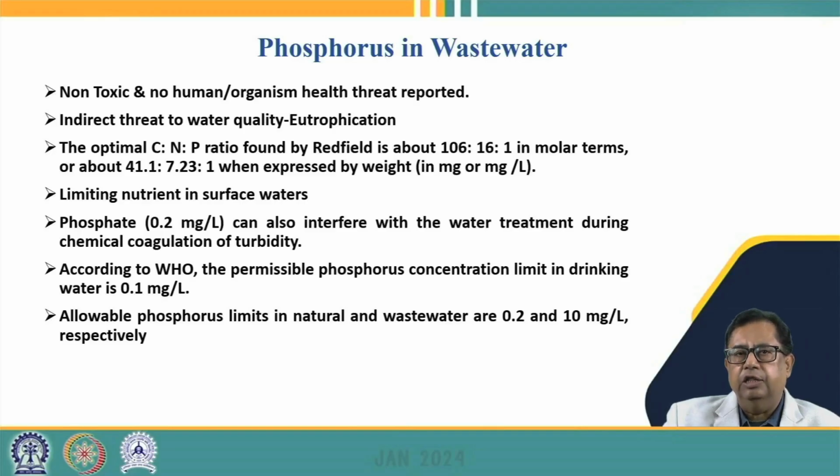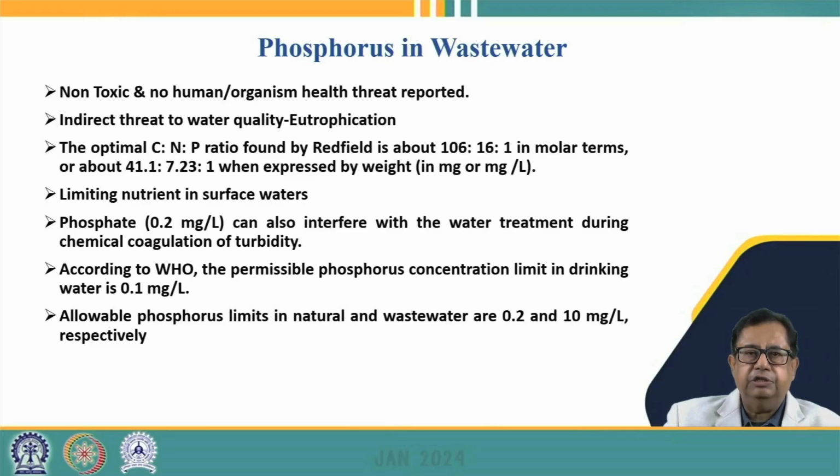So if we are adding phosphorus anthropogenically by means of phosphate fertilizers or phosphate detergents, we are adding phosphorus into the water, which fulfills the demand of the algae, and this algae can grow in such waters where the phosphorus is added in the form of either phosphate fertilizers or wastewater. If the wastewater is going into the water, it may lead to the bloom of the algae. If the phosphate is greater than 0.2 milligram per liter, it can also interfere with the water treatment processes, leading to interference in the chemical coagulation of the turbidity.